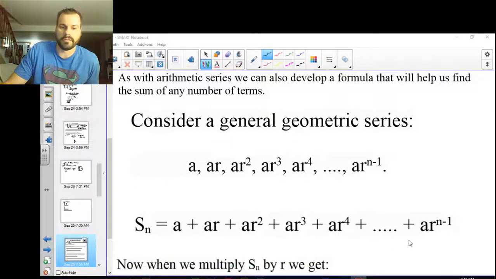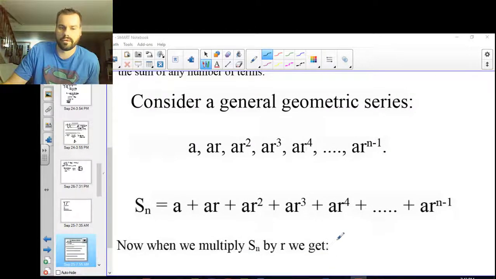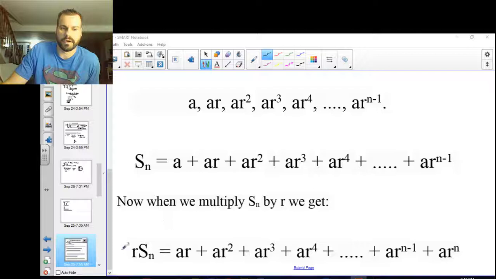And then imagine for a minute that I just multiplied this whole thing by R. And you might be saying, well, why would you arbitrarily multiply by R? Well, I'll show you in a minute. But we're going to multiply both sides of this equation by R. So we get R Sn, and then AR plus AR squared plus, I just basically added 1 to each of the exponents. Okay? You with me so far, hopefully?